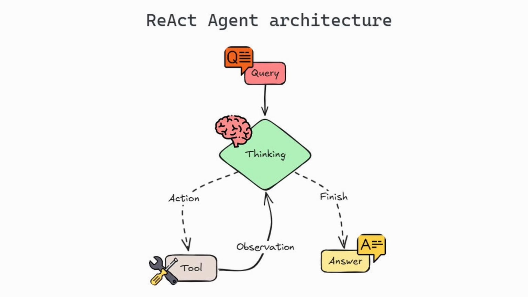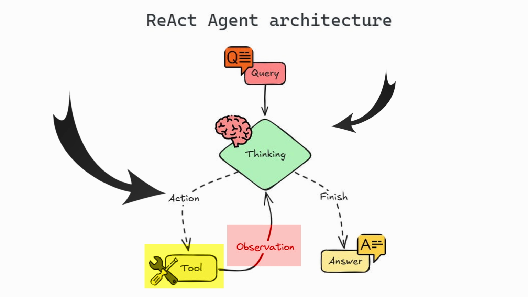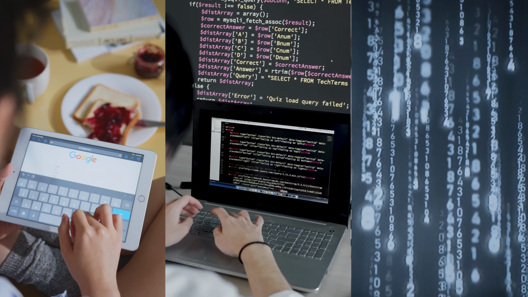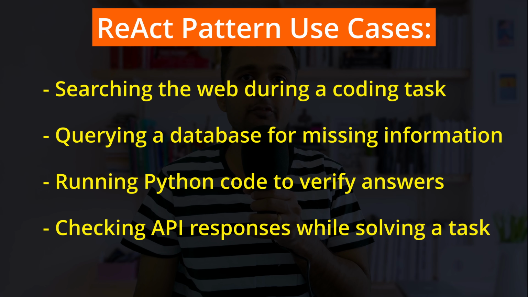Let's start with the most famous pattern, ReAct, short for reason plus act. The agent first thinks, then takes an action using a tool, then observes the results, and then thinks again. This loop makes AI agents interactive, tool-driven, and capable of solving complex tasks step by step, like searching the web, running the code, or querying a database. Here are a few example use cases of the ReAct agentic pattern.